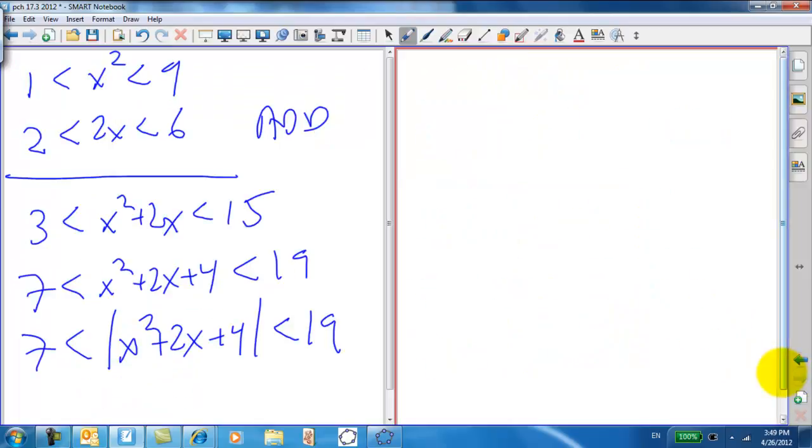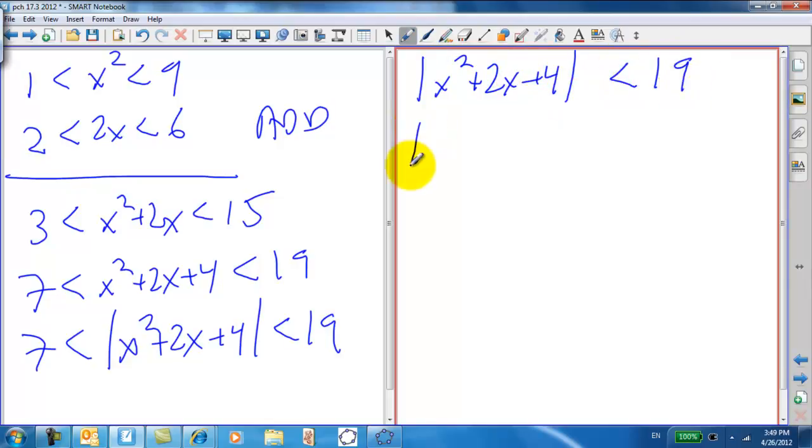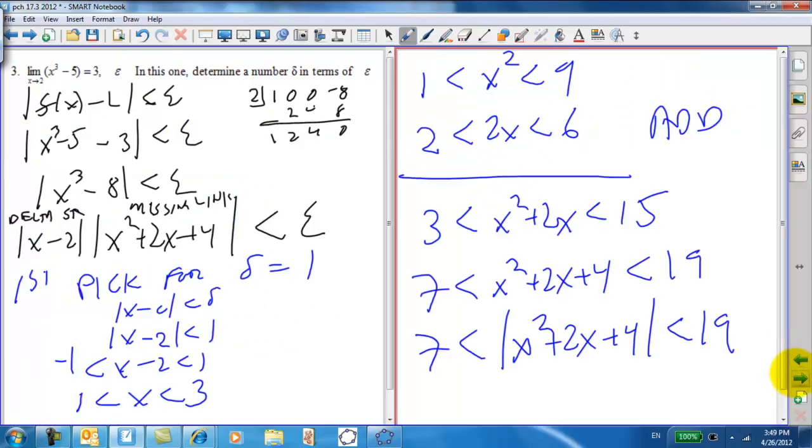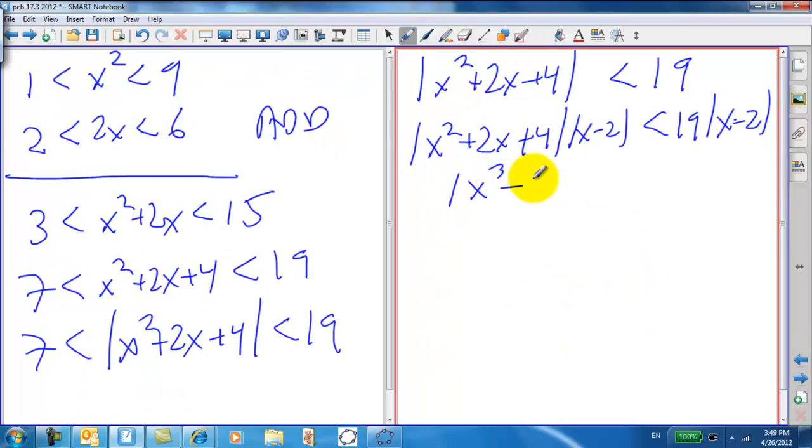And focus on the right-hand side. So the absolute value of x squared plus 2x plus 4 is less than 19. Multiply both sides by the delta statement. Then in this case, that's absolute value of x minus 2. 19 times absolute value of x minus 2. All of this multiplies out then to be what we're looking for. That is, we've already shown that that's equal to x cubed minus 8, right? Is less than 19 times absolute value of x minus 2.